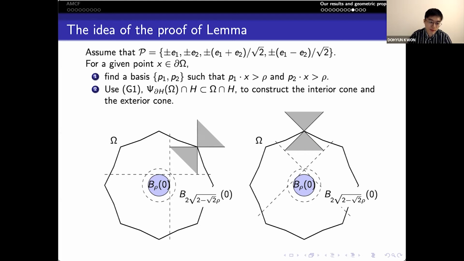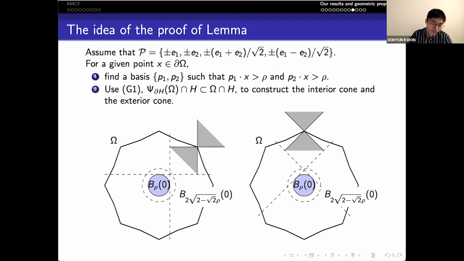So the proof is basically if we have enough P, then we can find a basis satisfying the condition. So for instance, if our P is a set of 8 unit vectors like that, and these actually correspond to reflection symmetries of a square. And what we can do is for a given point x in the boundary of omega, find the basis for R2 satisfying some conditions. So these 2 conditions are needed because we want the hyperplane is not too close to the origin.